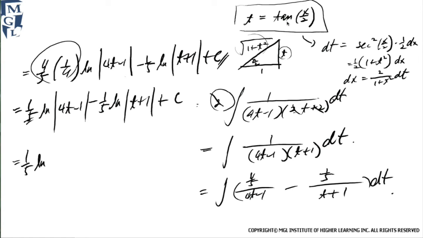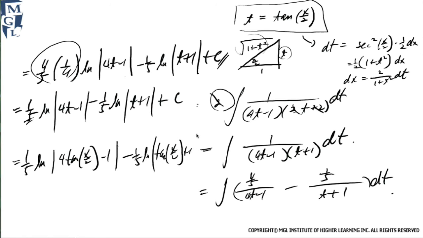Finally, t is equal to tangent x over 2. So 4 times tangent x over 2 minus 1, minus 1 over 5 ln of tangent x over 2 plus 1, plus c is the final step to get to the antiderivative.